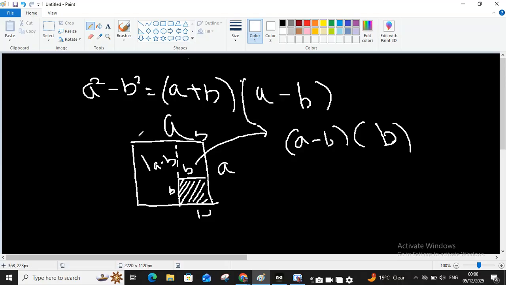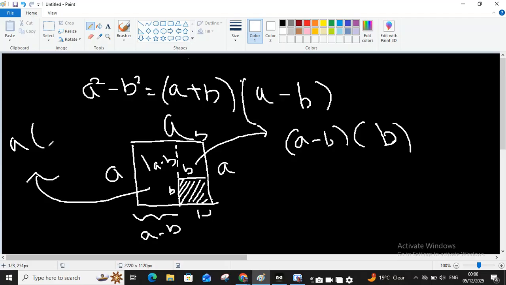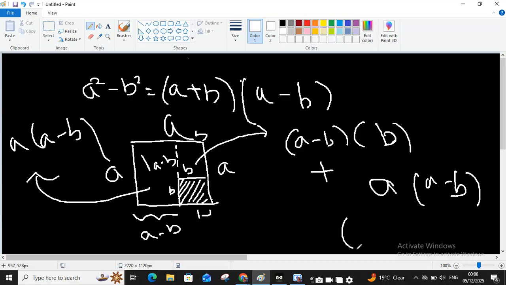Now for this part's area, the whole side was a. This is also a minus b, and this part is a. So this part's area will come out to be a times (a minus b). Now I want you to add it up. Now you know factorization, so you can just factor it out and you'll be getting this. This is the basic concept.